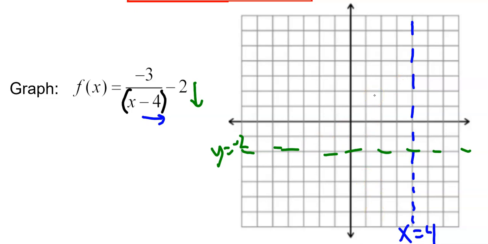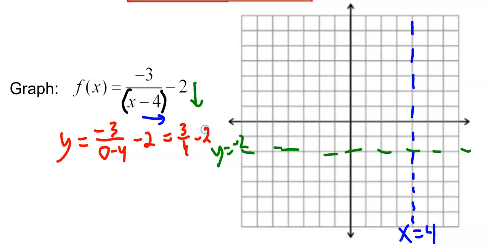I like to find the intercepts here. So I think a good step here, and it should really help us to find at least the x and y-intercepts. So to find the y-intercept, just plug in x equals 0. So y equals negative 3 over 0 minus 4, minus 2. So if we simplify that, that would be 3/4 minus 2, which is 3/4 minus 8/4, which is negative 5/4. So there's a y-intercept right about there, negative 5/4.